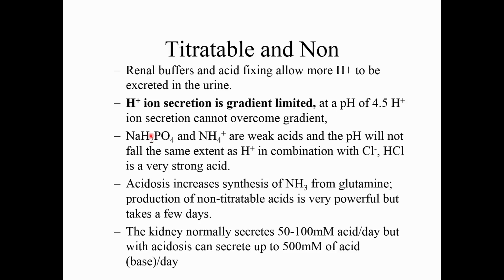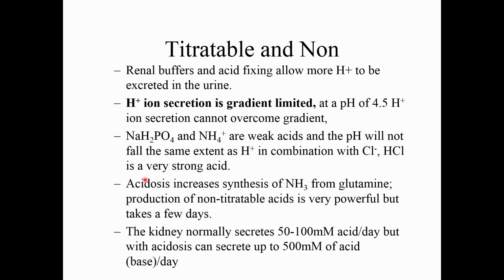So we will have the dihydrogen form of phosphate buffer, and we'll have the ammonium ion. They're weak acids. They will snarf up those hydrogen ions, and they can sneak them out in the urine. So phosphate is a titratable buffer. Ammonium ion is non-titratable. And why do we refer to it this way?